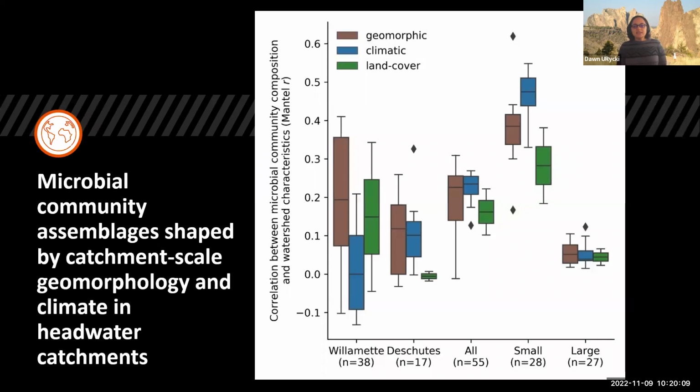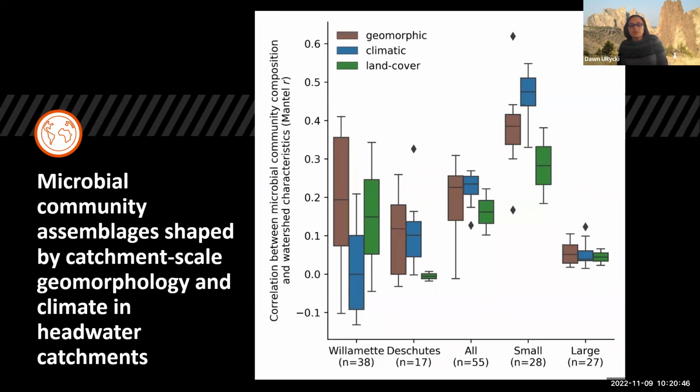So in our first analysis, we found that microbial community assemblages were shaped by catchment scale geomorphology and climate in headwater catchments. There's this box plot here that shows the relationship between differences in catchment characteristics and differences in communities, based on the classification of the catchment characteristics. And here you see in these small headwater streams, we have these really strong correlations between geomorphic, climatic, and to some degree land cover characteristics and differences in communities.